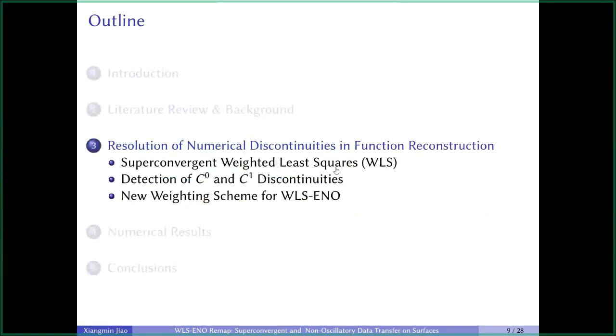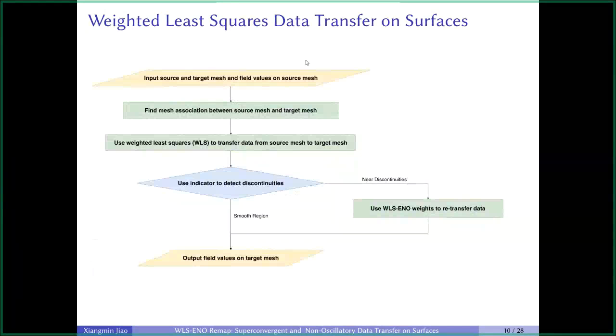Okay, so now we'll focus on the main methodology of WSENO. So here is the flowchart of the overall algorithm. It takes input meshes and field variables. And there's a pre-processing step to find the association of the nodes between the source and target meshes. Basically, for the target node, to find the neighborhood on the source mesh. And then the core are basically these three parts.